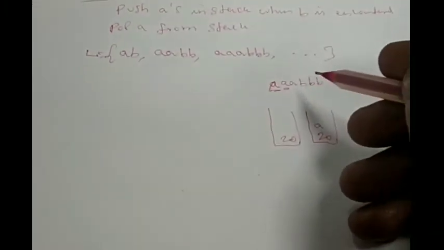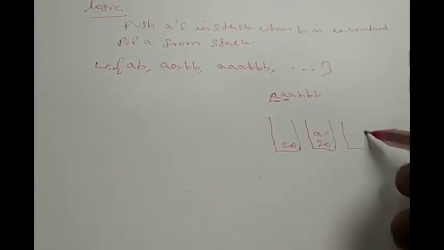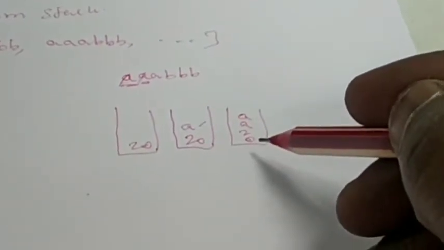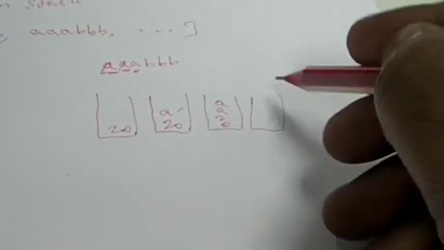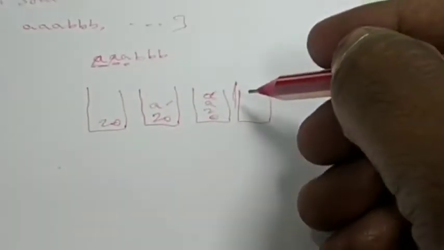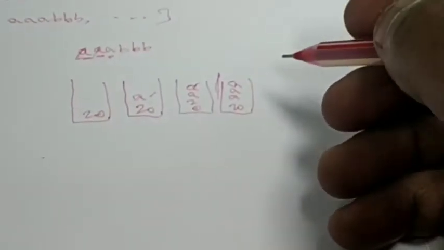Next, this a goes off. The next input is a. Now the topmost symbol is a. Input is a, topmost symbol is a, so again push it inside the stack. This a also goes off. Now you have two a's pushed inside the stack along with Z0, and now a third a is getting input. Input symbol is a and the topmost symbol of the stack is a, so again you push it inside. Now all three a's are pushed inside the stack, so this a also goes off.